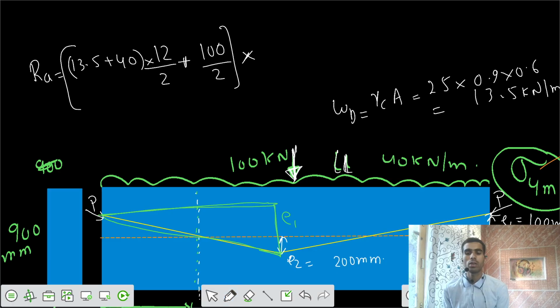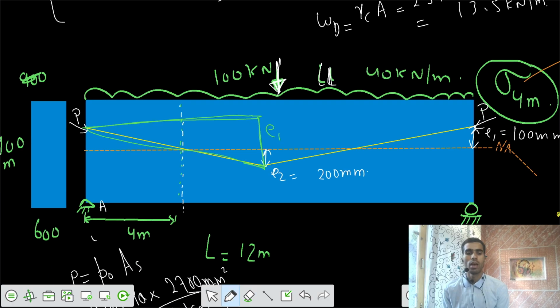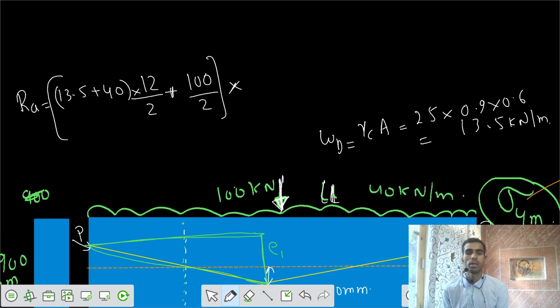I want the moment at 4 meters. So I have to multiply by that 4 meters. Let's calculate the reaction A first. Then after that we can have it easily. I would say 50 plus 6 times 53.5. So that's 371. So your reaction is equal to 371 kilonewton.